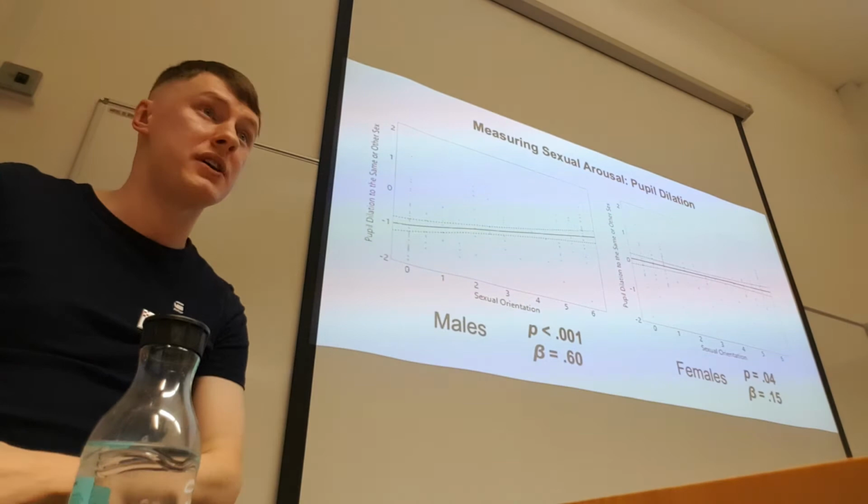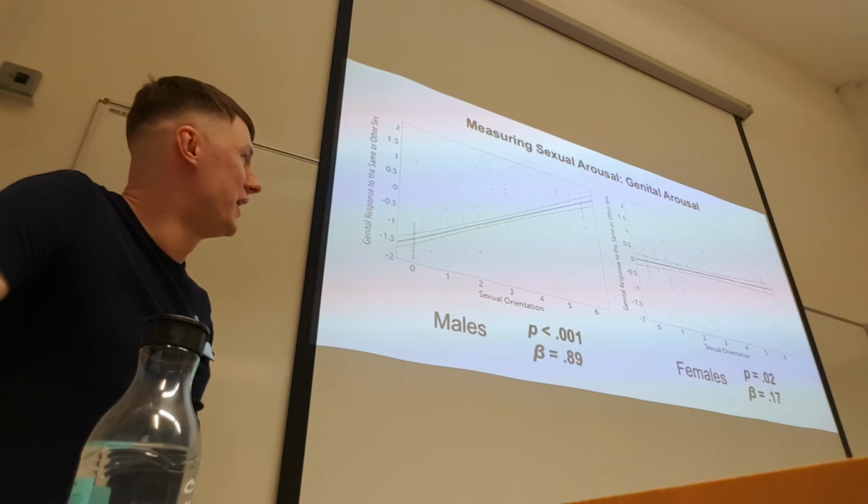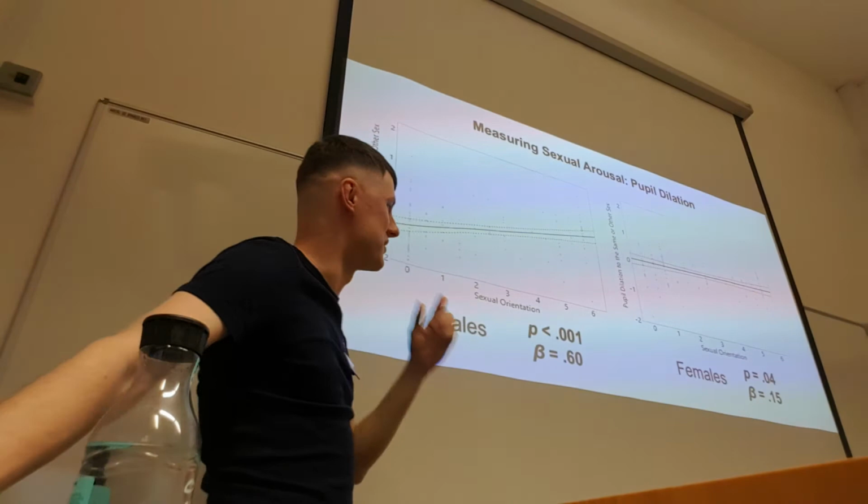I'm just going to put the genital one on the screen just to show. I think that's pretty good. We lose a lot of predictive power, going from 0.89 to 0.6. But in terms of the female trend, it's quite obvious that we're measuring the same thing.